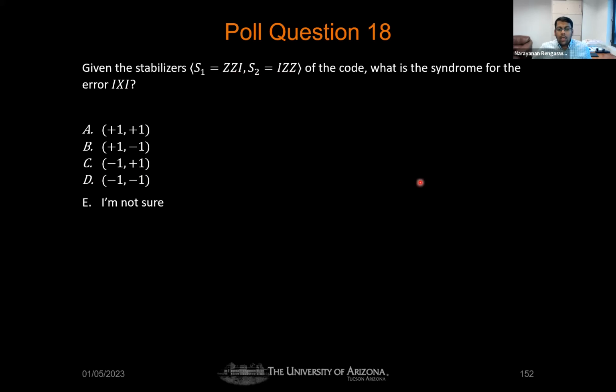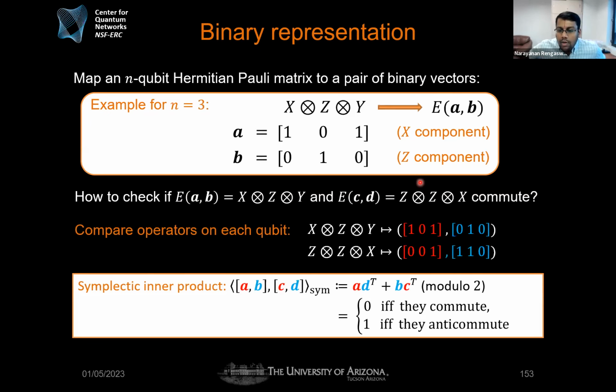Okay, so now let's jump to a very useful representation of Pauli matrices. So you have, let's say, an n-qubit Hermitian Pauli matrix. For example, here I have X tensor Z tensor Y. Now we are going to map this into a pair of binary vectors, A and B. And so how do you define the binary vectors? This is just a convenient representation of Pauli matrices, and this forms the crucial connection between quantum error correction and classical error correction. So you have two vectors A and B, and each bit of the vector corresponds to that particular qubit.